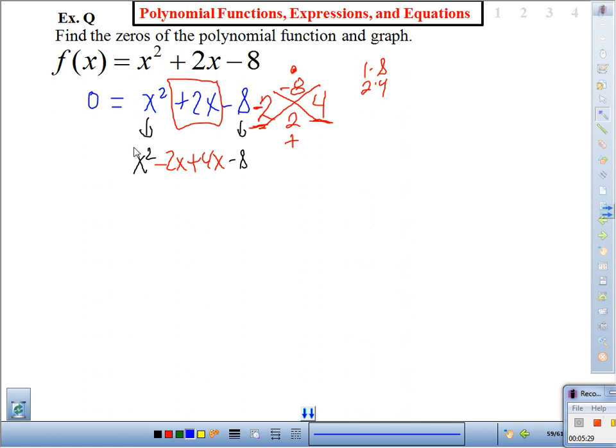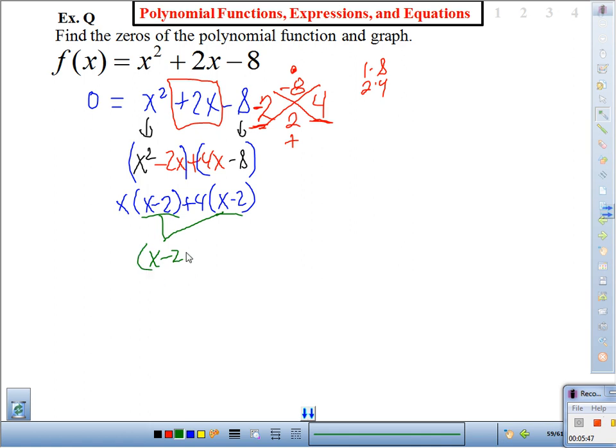Let's group these two. And what is the GCF for these two? X, we're left with x minus 2. GCF for these two is 4. We're left with x minus 2. So, what's the same here and here? X minus 2, that's my first factor. And what's left? Well, I have the x and I have a plus 4, so that becomes x plus 4. And all that equal to 0.